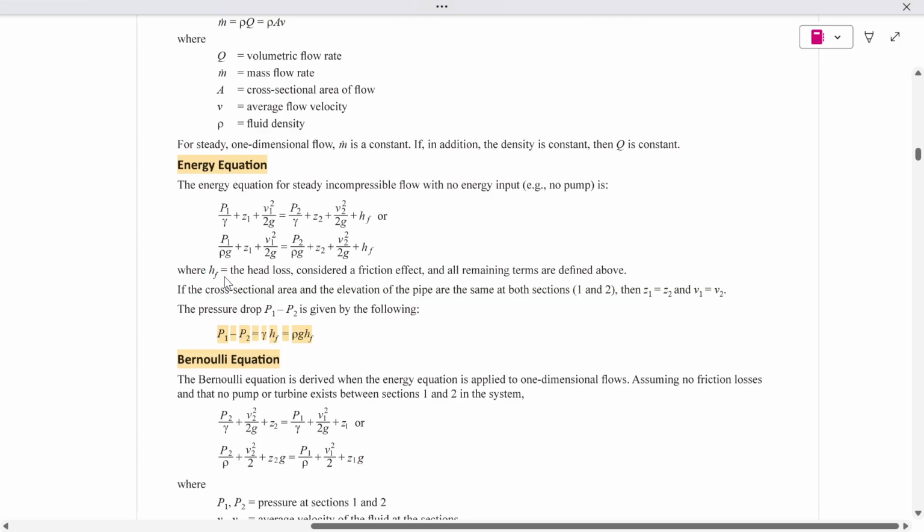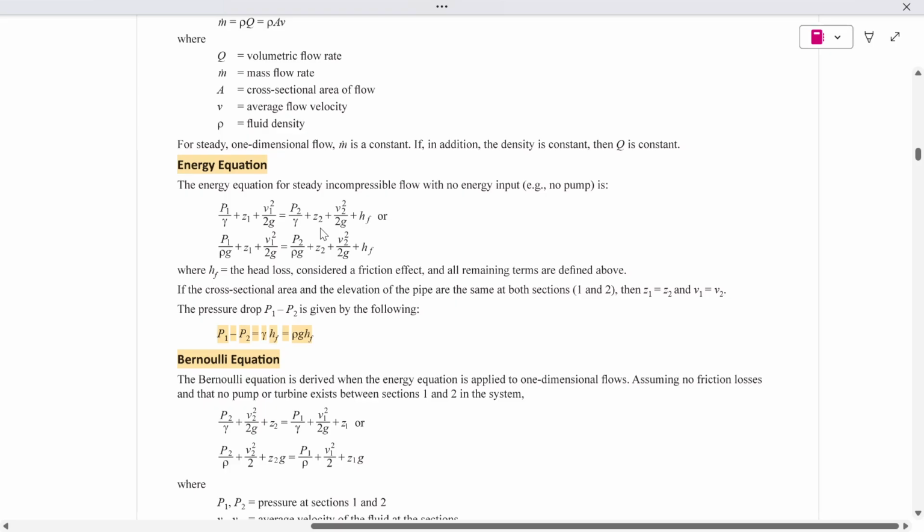Then there is the energy equation. What you see here is the energy equation, P2 minus P1 equal to rho g h, which we already saw before. Same thing, that's called the energy equation. What you see here is basically the modified Bernoulli's equation in case of head loss, okay, for steady incompressible flow with no energy input.